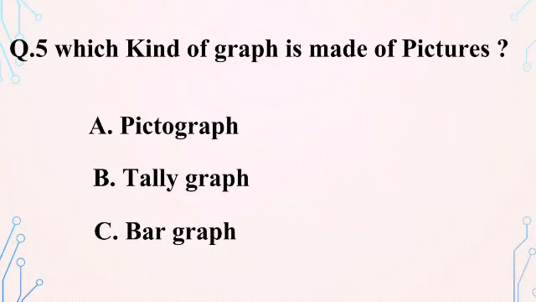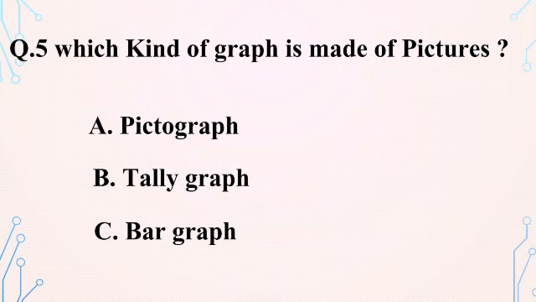Now look at the 5th question. It is very easy. Which kind of graph is made of pictures? Option A, pictograph. Option B, tally graph. And option C, bar graph. You know that data can be represented in many ways. We have learned here 3 ways of representing data.